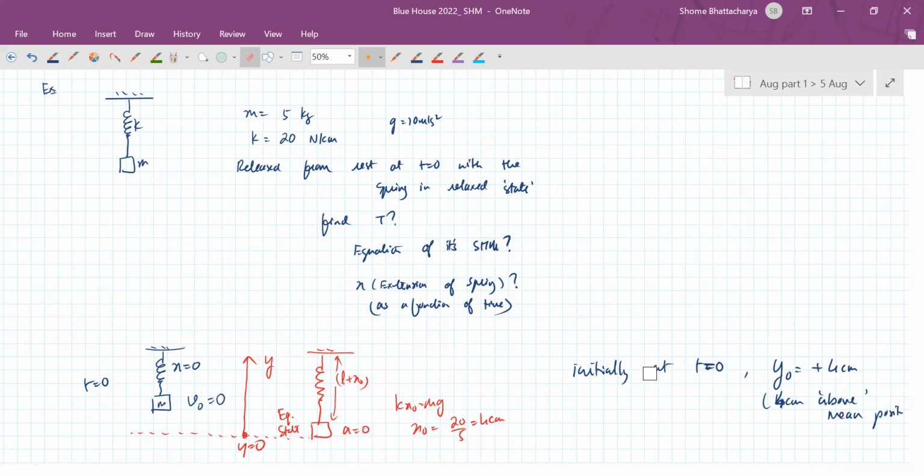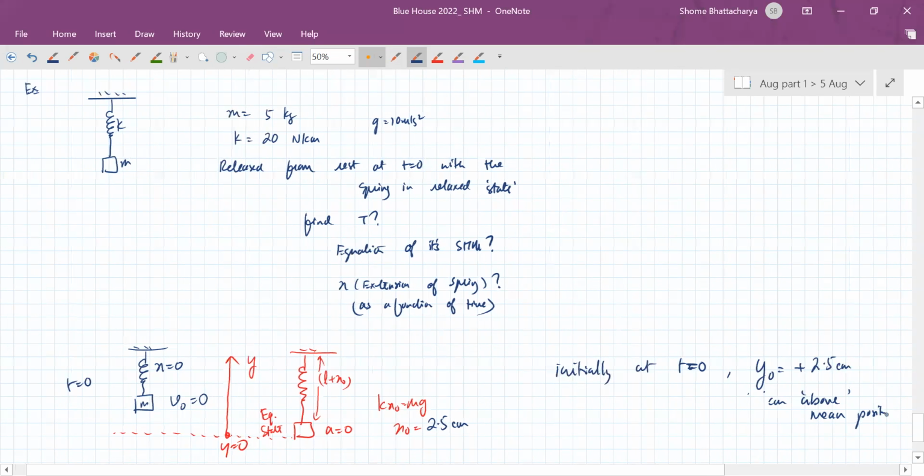Sir, x naught is mg by k. Yes, sorry, the value was 50 by 20, my mistake. So mg by k will become how much now? 50 by 20, so 2.5 centimeters. Okay. So initially, what is my position? It is at plus 2.5 centimeters, because it's above the mean position by so much. And v naught is 0 because it's starting from rest.